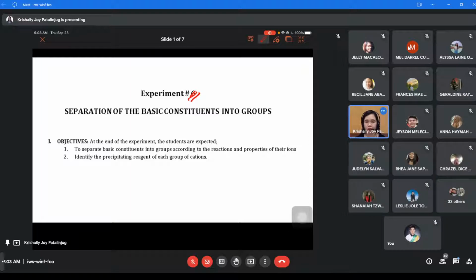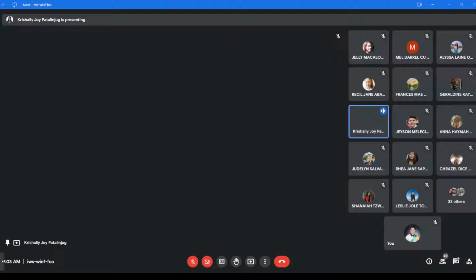So I repeat, for this experiment number 4, you will submit an individual activity, that is worksheet 4. Then the group output would be the laboratory report. The same pattern as how you accomplished worksheet 2. If you remember worksheet 2, changes in matter, it's the same. There is an individual activity, individual output, then a group output.